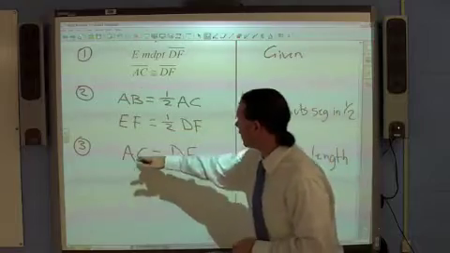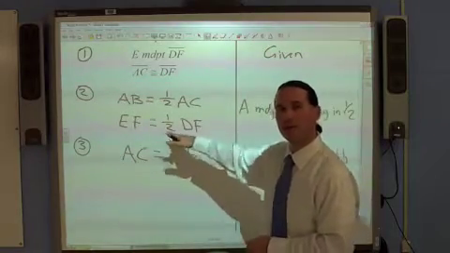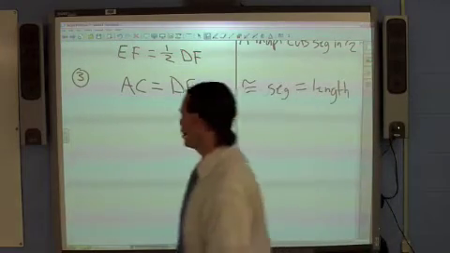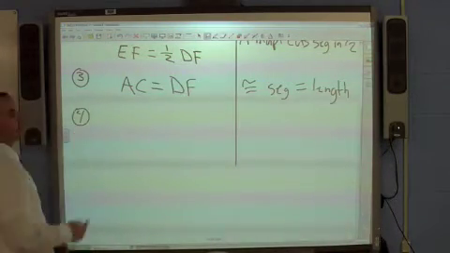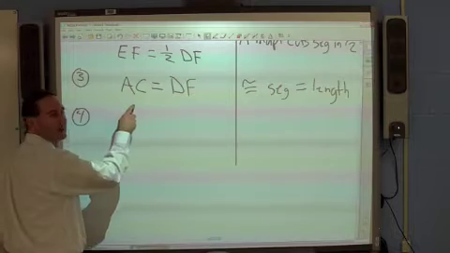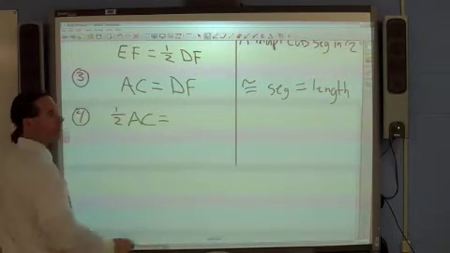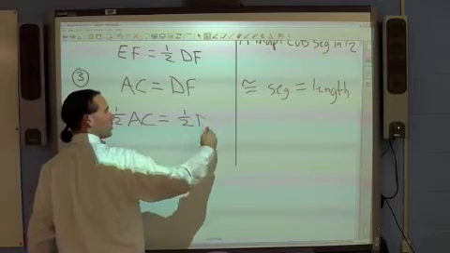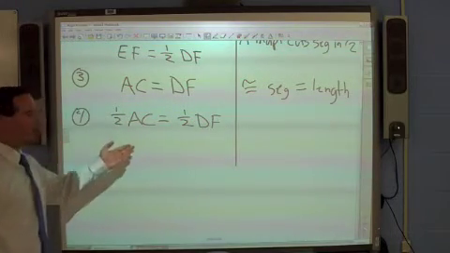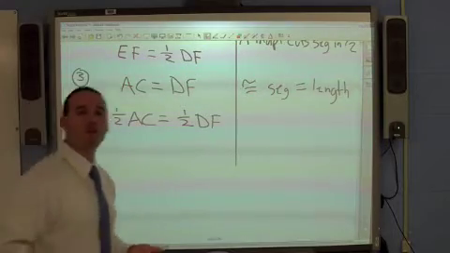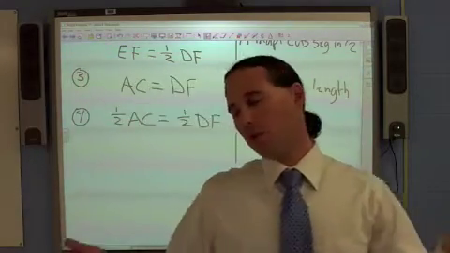So how do I say that a half of AC is equal to a half of DF? Well, if I already know that AC equals DF, can't I just come in here in step 4 and say, if that's the same as that, then a half of this has to be equal to a half of this. 1 half AC equals 1 half DF. That is surely going to be true. What's my reason? Well, two things.